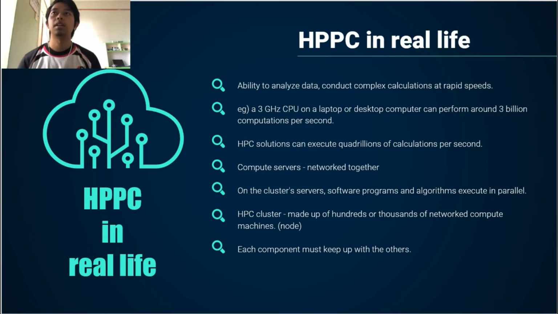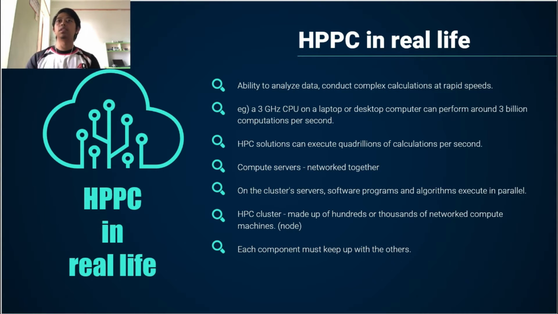So high performance parallel computing is also used in real life applications. High performance computing is the ability to analyze data and conduct complex calculations at rapid speeds. To put it into perspective, a 3 GHz CPU on a laptop or a desktop computer can perform around 3 billion computations per second. While this is far faster than any person, it pales in contrast to HPC solutions that can execute quadrillions of calculations per second. Compute servers are networked together to form a cluster in order to create a high-performance computing architecture.